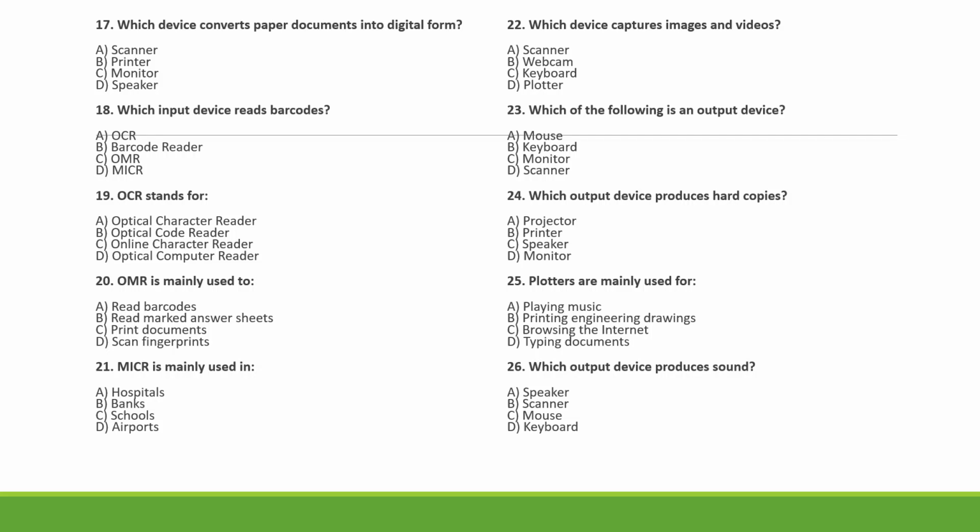Next one is, which input device reads barcodes? To read barcodes, we have the barcode reader. The correct answer is option B. OCR stands for optical character reader. Here, optical character reader, option A is the correct answer. OMR is mainly used to read marked answer sheets. That's the OMR sheet reader, the optical mark reader.